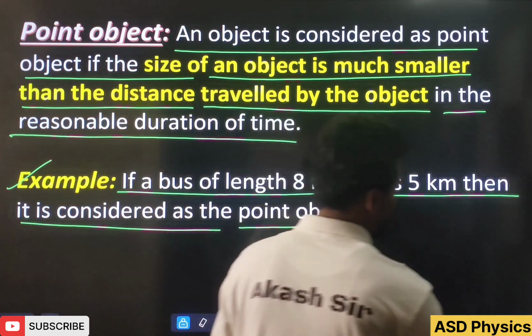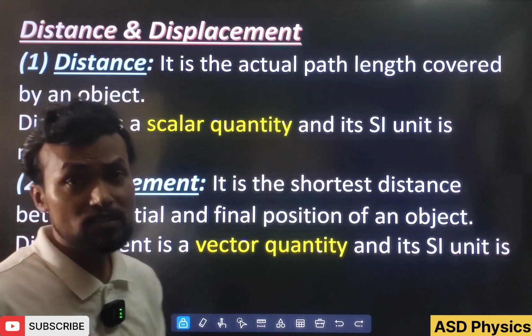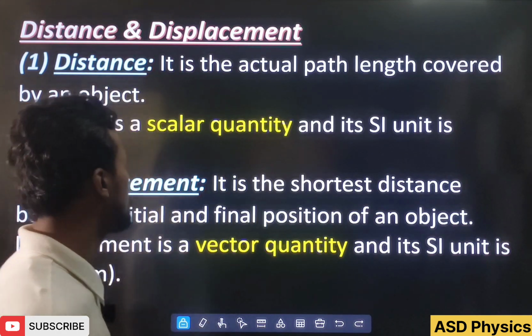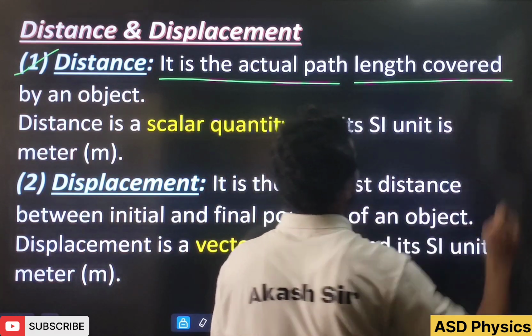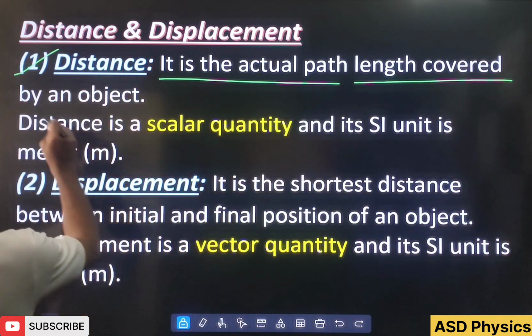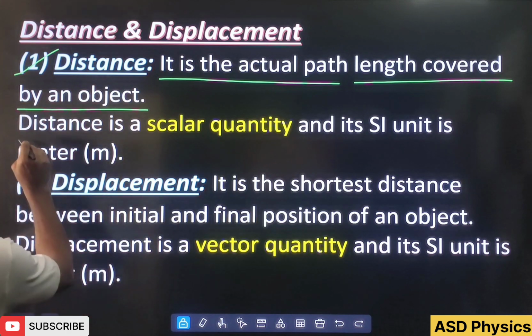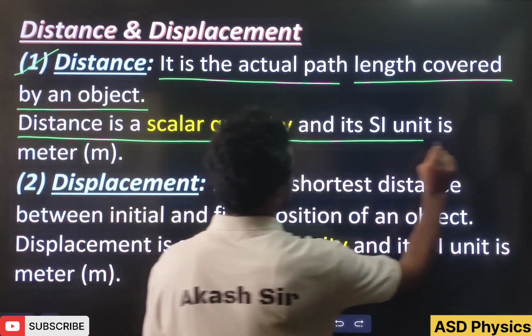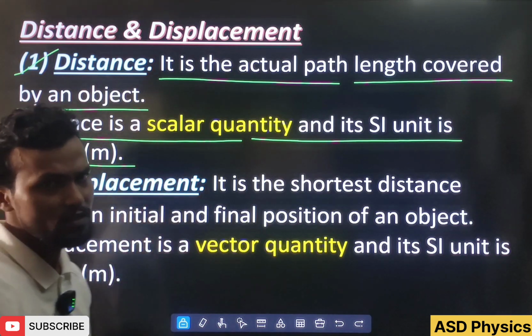Okay, remember that. Great. Now students, you are going to see the next topic, distance and displacement. Very basic topic, we will finish it quickly. So see, first one, distance. It is the actual path length covered by an object. Okay, and you know very well, distance is a scalar quantity and its SI unit is the meter. Now we know very well.